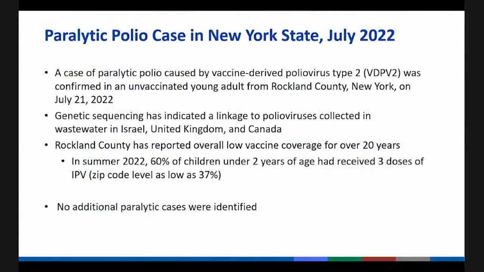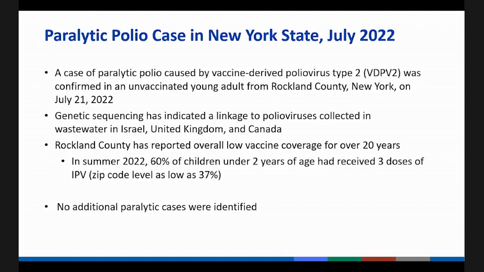And then, as you are aware, a case of paralytic polio caused by vaccine-derived poliovirus type 2 was confirmed in an unvaccinated young adult from Rockland County, New York on July 21st, 2022. Genetic sequencing has indicated a linkage between this case to polioviruses collected in wastewater in Israel and the United Kingdom, and then subsequently Canada.